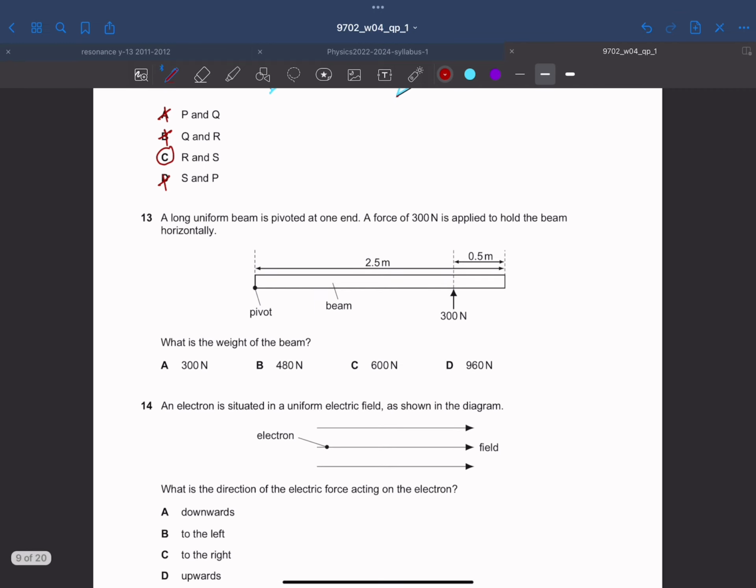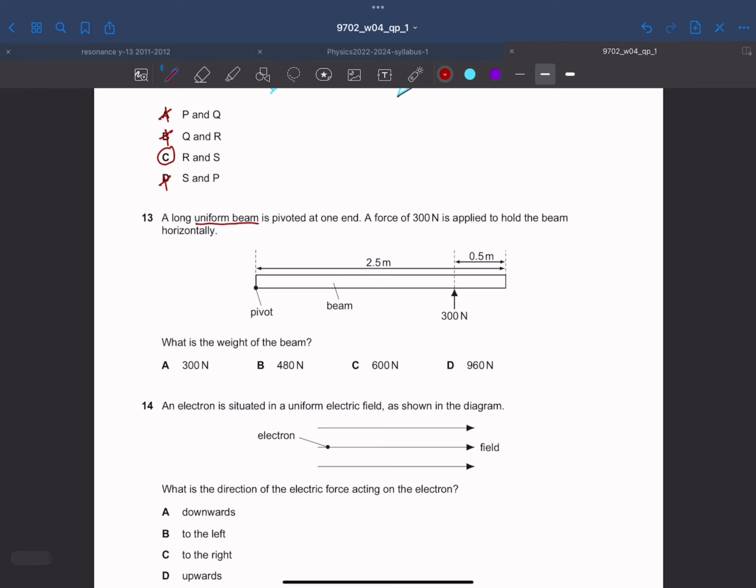Question number 13, a long uniform beam. Here you have a long uniform beam pivoted at one end. A force of 300 Newton is applied to hold the beam horizontally. This is the upward force trying to balance this uniform beam. There is one point to remember: whenever you have a uniform beam, the weight of the beam will act at the center of the beam, that is, the geometrical center will be the center of gravity or center of mass in this case.